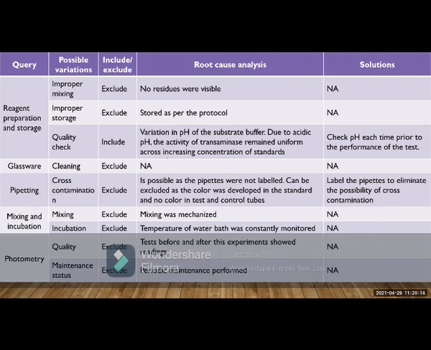If you see, the factor that we have included as the possible cause of our problem is quality check. We feel that quality check was the reason why we did not get the variation in intensity of the color that was supposed to be developed.